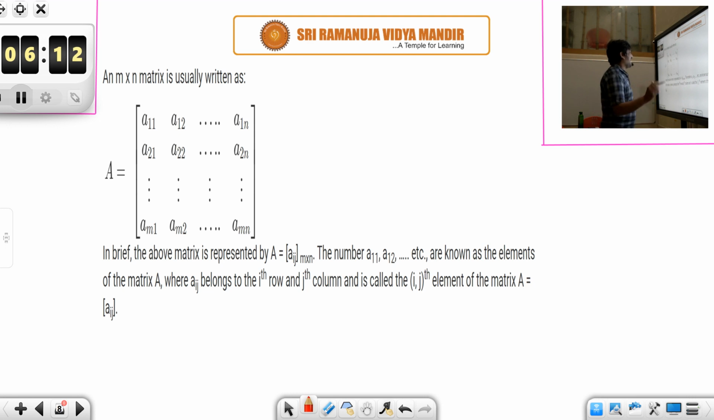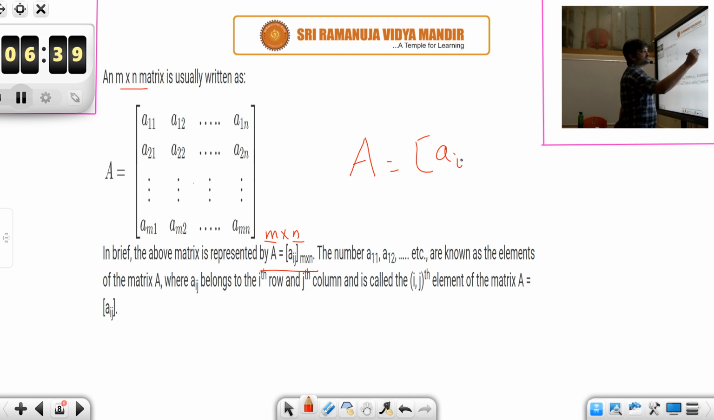Okay, so an m by n matrix is usually written as A is equal to A11, A12, and so on, AM1, AM2, and so on, AMN. Suppose this is having m rows and n columns. We'll denote it like this. So in brief, the above matrix is represented by capital A, this is the matrix notation, and then the elements will be represented by a small lowercase letter with a subscript. Those subscripts will be denoting the corresponding row number and the column number. So this is the notation for a general matrix.